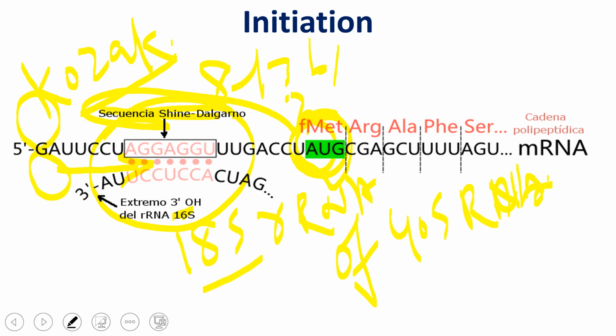So in eukaryotic cells, it is not done by this association. The finding of the first amino acid codon is done by the scanning of the ribosome.